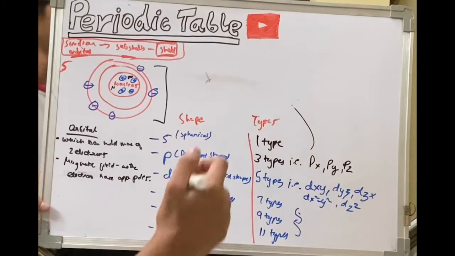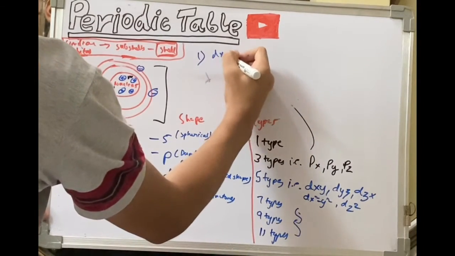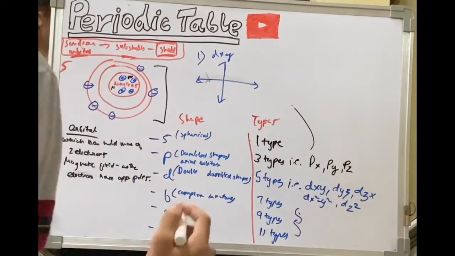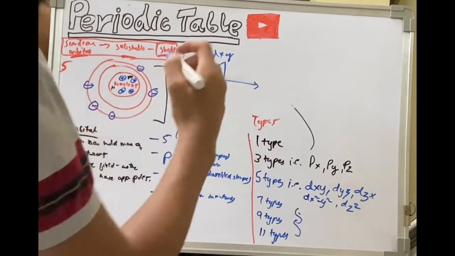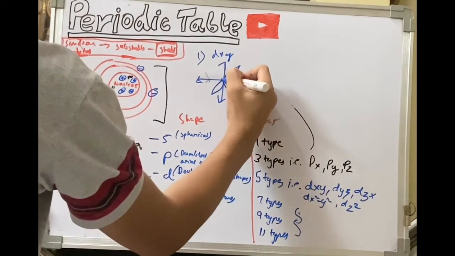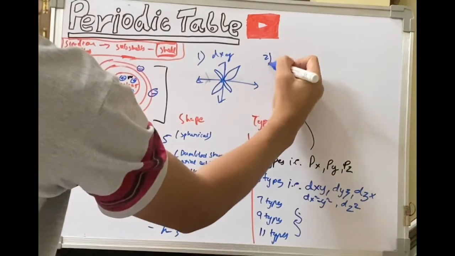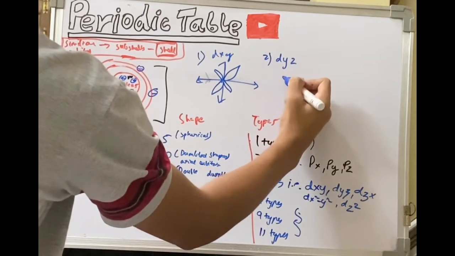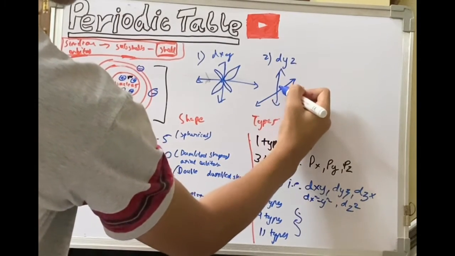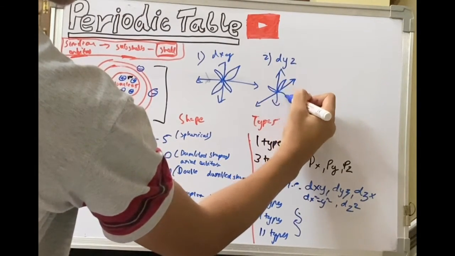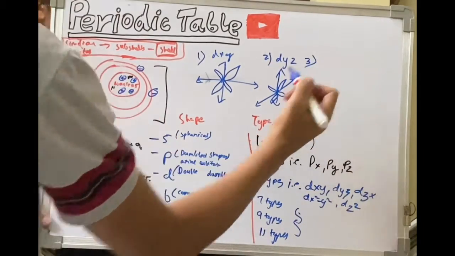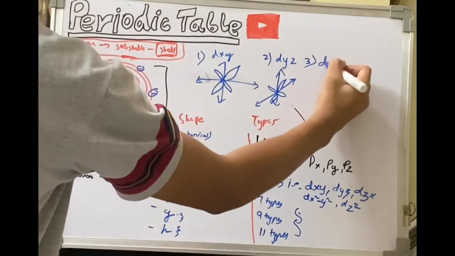So 5 types. The first type is dxy. So we draw the x and y axis, and as we said that these are double dumbbell shape, it will be something like this. Now comes the dyz. This is the z-axis, so it will be something like this. Okay, I think things have been really clear till now. So dzx.